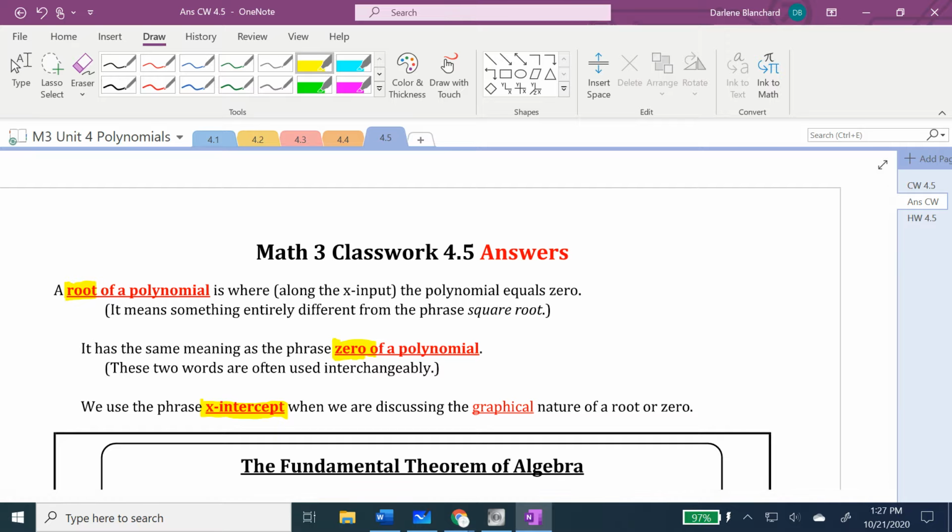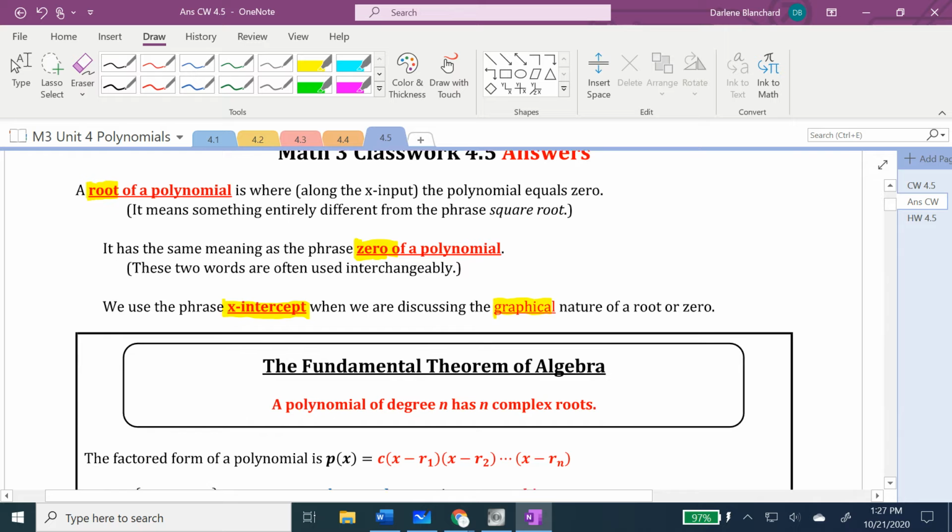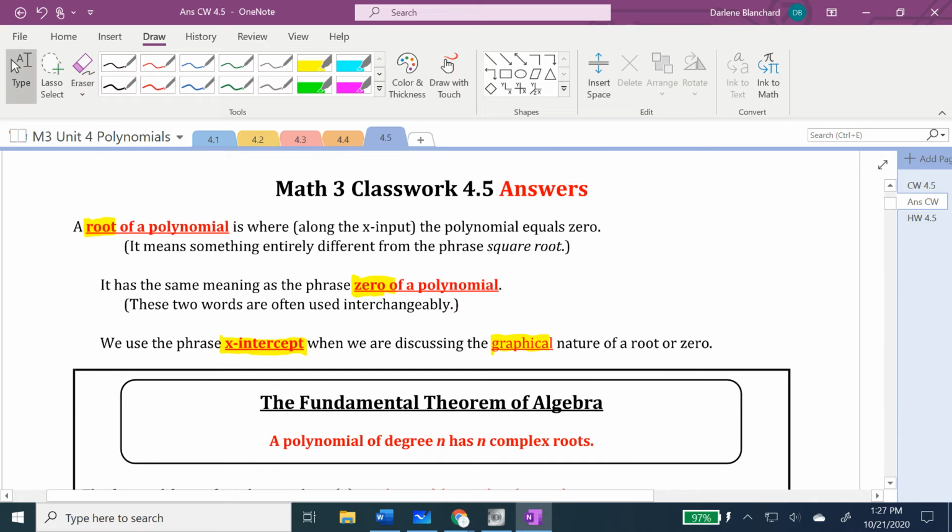Anyway, when we say x-intercept, we're usually referring to the graph. But the root and the zero pretty much end up being used interchangeably. So what is the fundamental theorem? It's actually really simple. A polynomial of degree n has n complex roots.